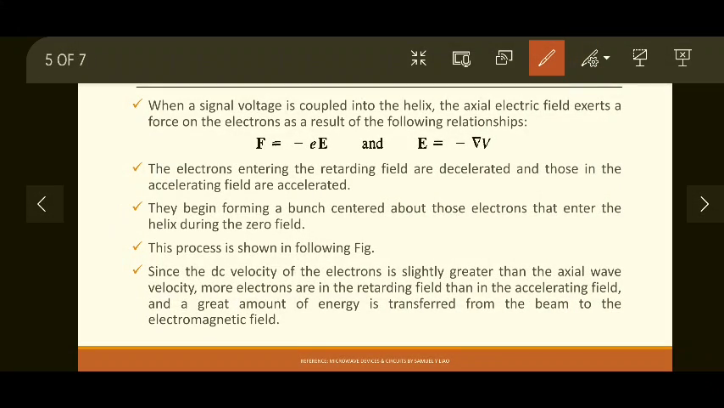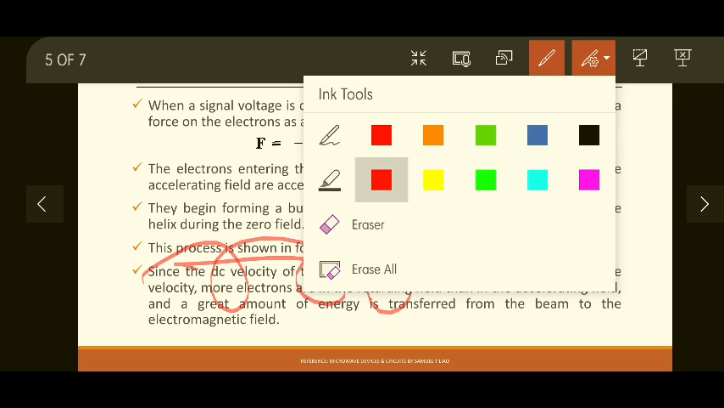When a signal voltage is coupled into the helix, that is, the microwave input is coupled into the helix, the axial electric field exerts a force. Why? Force is equal to minus e times E, the charge on the electron multiplied by the electric field. It will generate a force, and that force is exerted on the electrons traveling through this helical structure, that is, the electron beam.